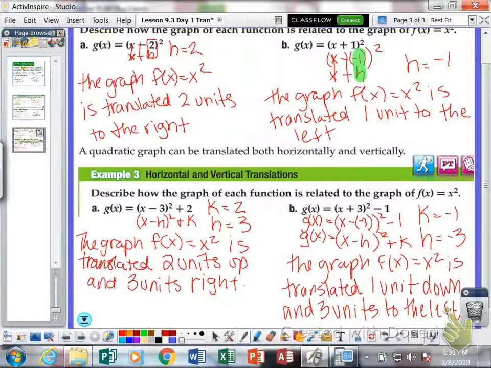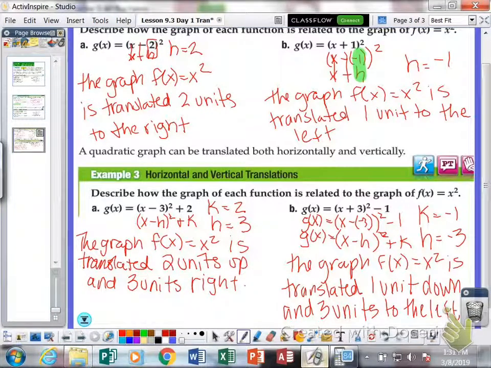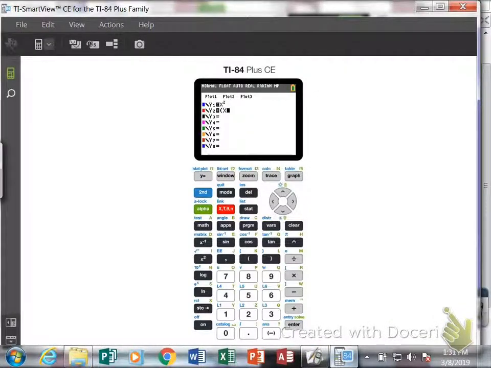Okay, and then if we want to take a look at this, what we can do is go into our graphing calculator, go to y equals, clear what you have in there, type in that parent function, x squared, and then in the graph below it, because the parent function will be in blue and then your new function will be in red. So then you could type in x minus 3 quantity squared plus 2. So there's your graph. Go ahead and hit graph.